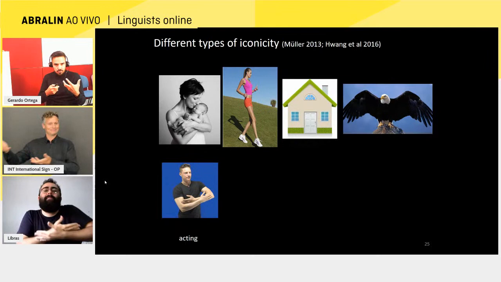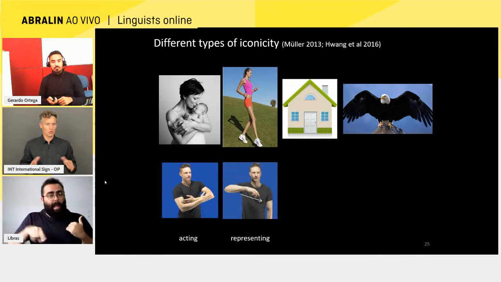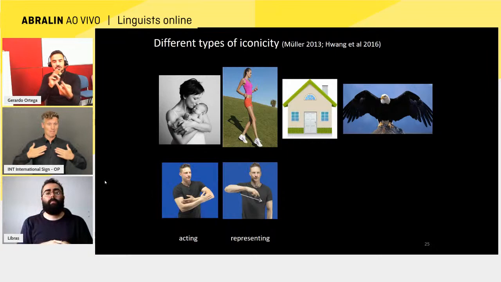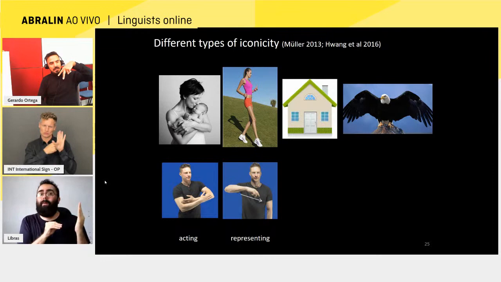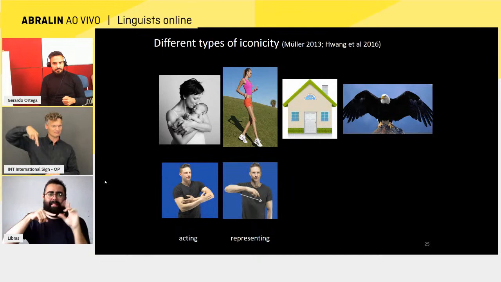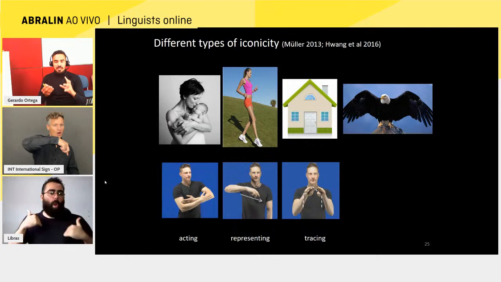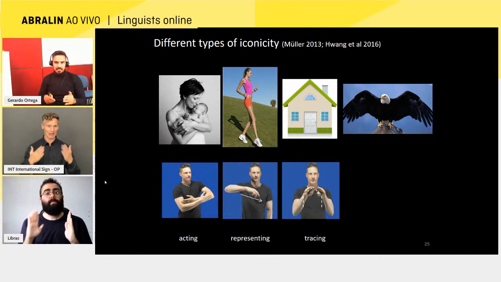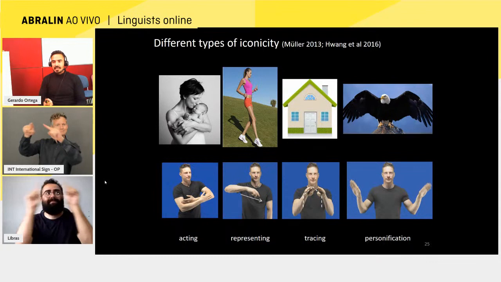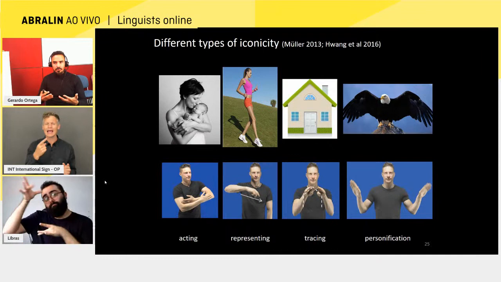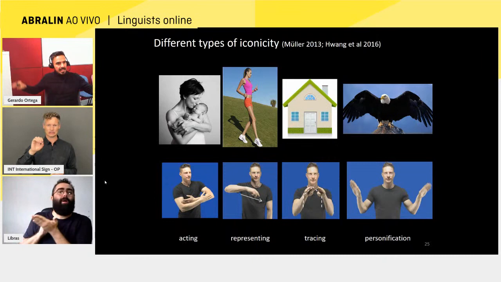There is another strategy that is called representing, in which the body does not really represent the body, but it represents some features of the referent. So in this example, two fingers may represent not my fingers, but the legs of someone descending a hill. Another type of iconicity in this modality is tracing, where the body is not used to represent the body, but to outline the shape of the referent, as is the case of a house. And another type of iconicity is what people have called personification, in which, again, the body does not represent the body, but is used to map features of the referent. So in this case, I can refer to an eagle by mapping its wings onto my body.